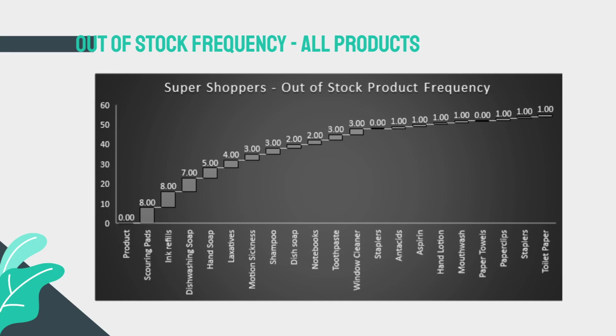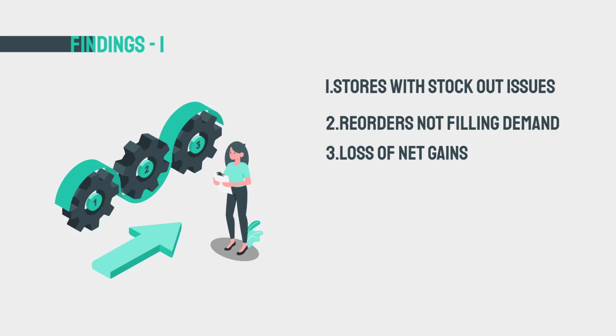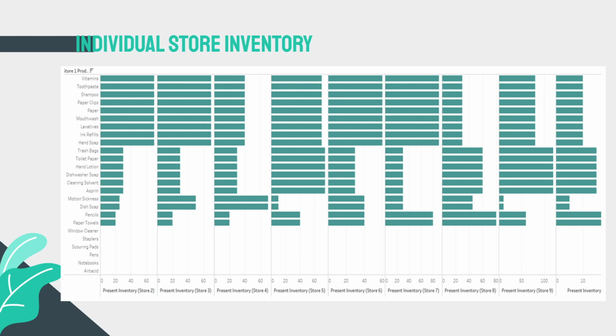We can look at the 26 different products here, and it shows us each item which has been out of stock within the 8-week quarter period of time. So, findings. Initially, we got stores with stock out issues. This is a major problem. We got reorders not being filled or meeting the demand of the consumers, and this equals loss of net gains. So I wanted to summarize that here because it moves into my next point, which is the individual store inventory.